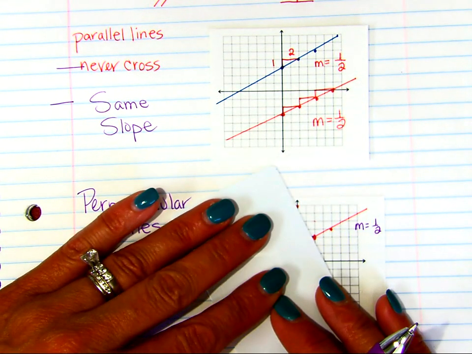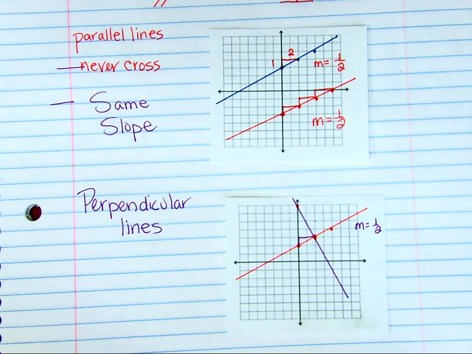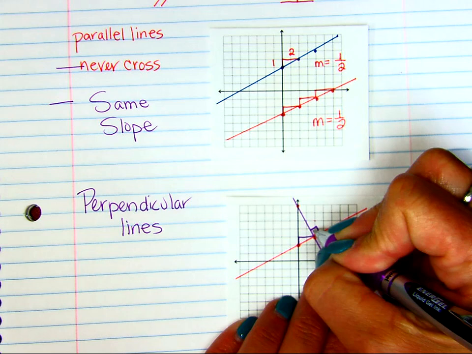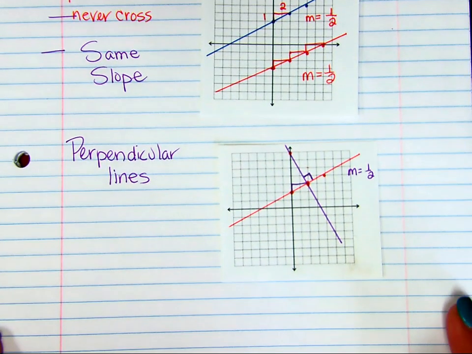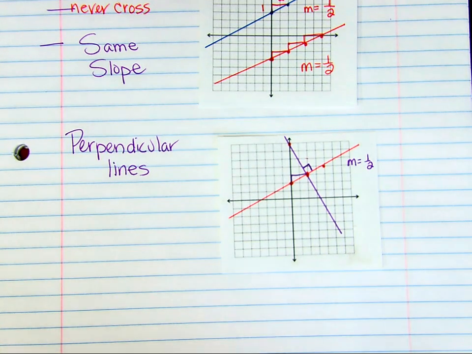Perpendicular lines cross to form right angles, okay, 90-degree angles. So they're a perfect crossing, kind of like the crossway at a stoplight. Those are perpendicular. The bricks on the wall in here form perpendicular lines. They perfectly cross each other at 90 degrees. So we know this slope is 1/2.